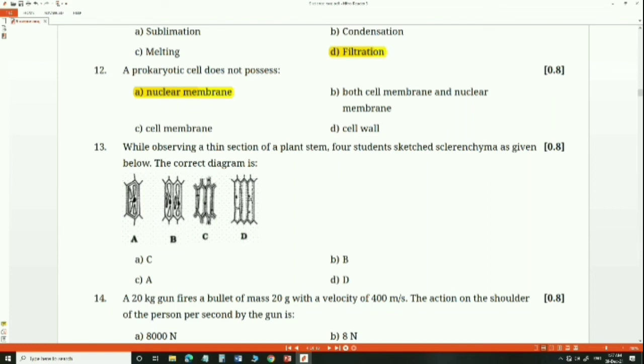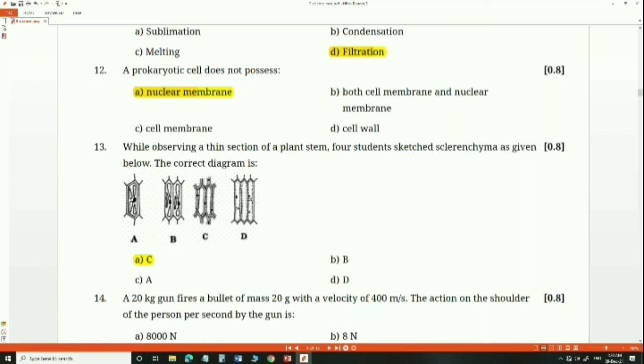While observing a thin section of a plant stem, 4 students sketched sclerenchyma as given below. You have to find the correct diagram. This one is the correct diagram. I don't think this one is. What is the correct diagram? Give the right option. The right answer is A. This one is the correct diagram.